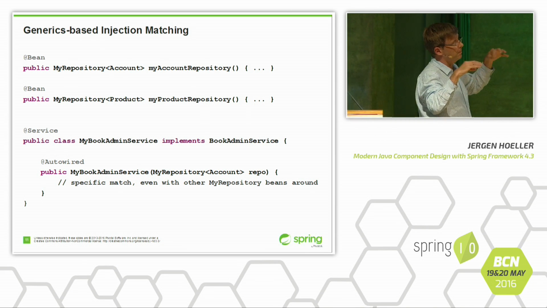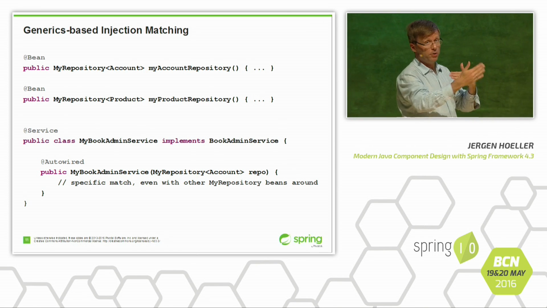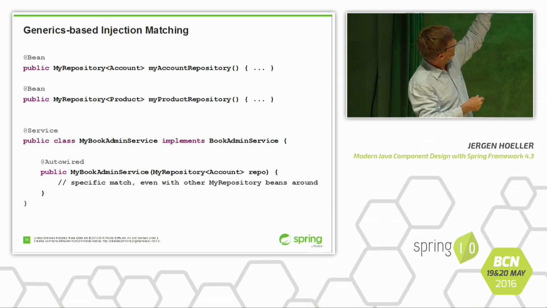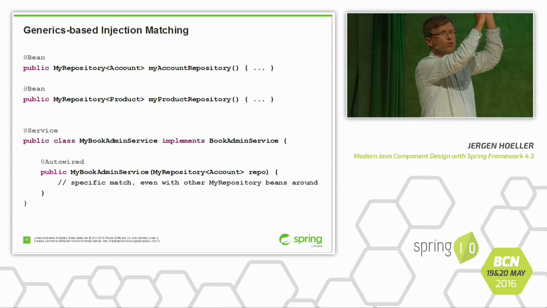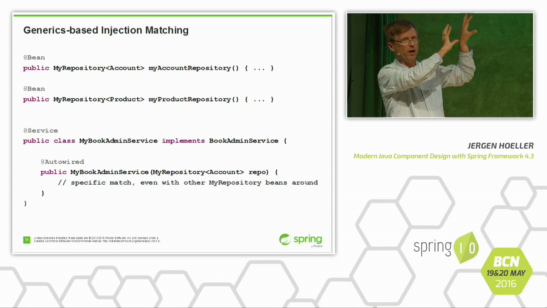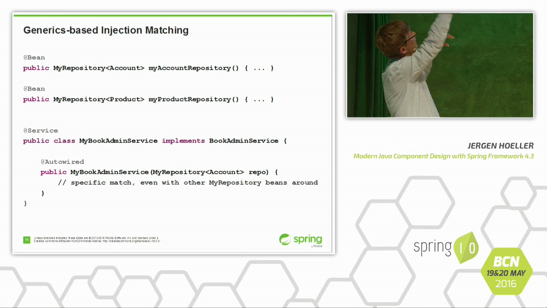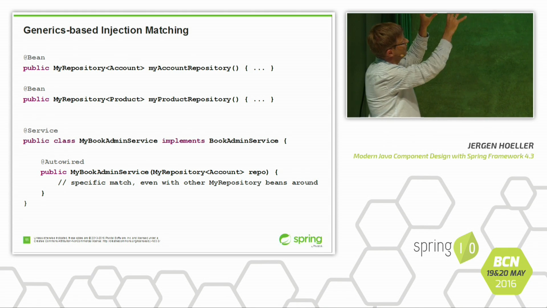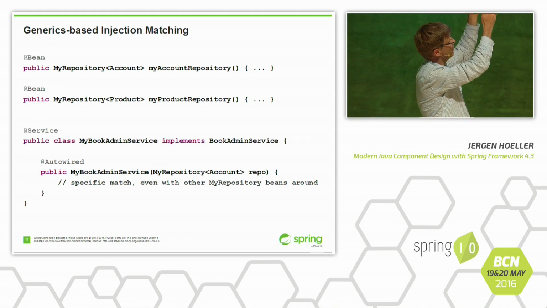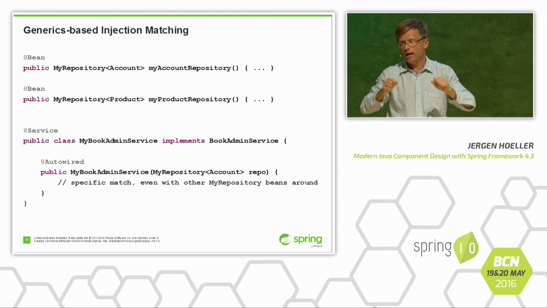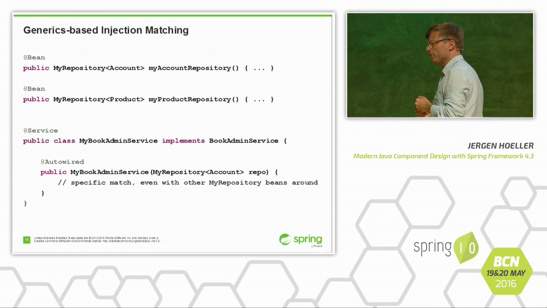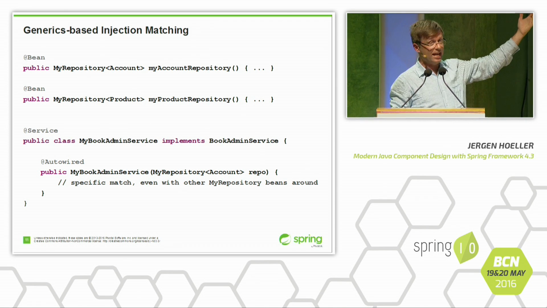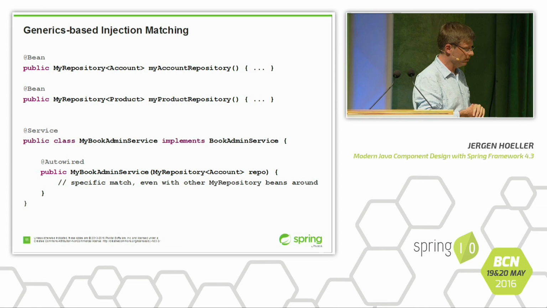Fully taking this into account means that in case of ambiguities, if, for example, you have more than one my repository, like one of account and one of product, somewhere in your configuration classes. So keep in mind those are source code fragments. They're not complete, right? So they would live in some configuration class, maybe in a different corner of your code base. And in your My Book Admin Service class, you're saying, in the constructor, I want a My Repository of account. Of course, just looking at this can be resolved, right? There's a matching declaration up there.